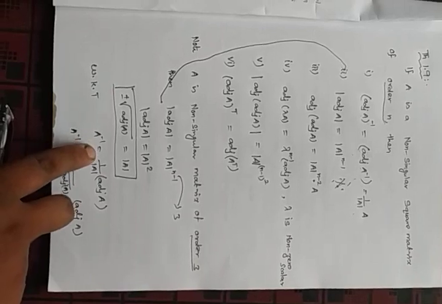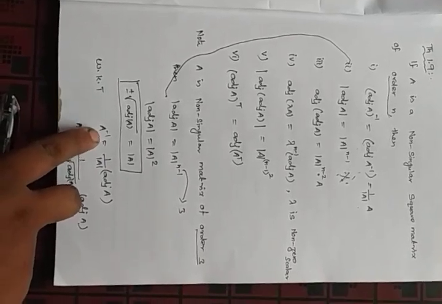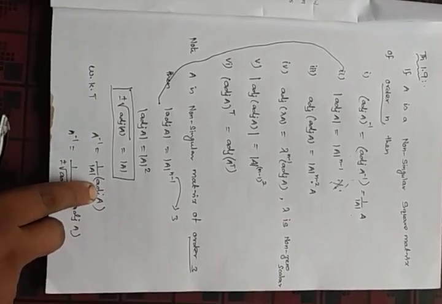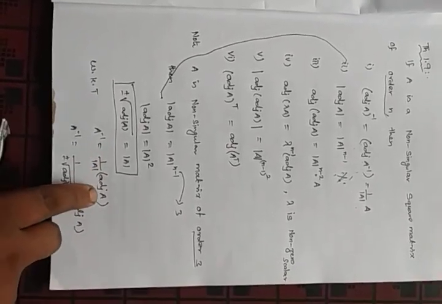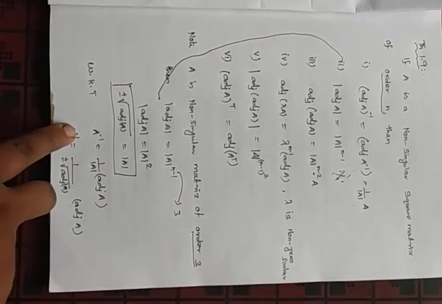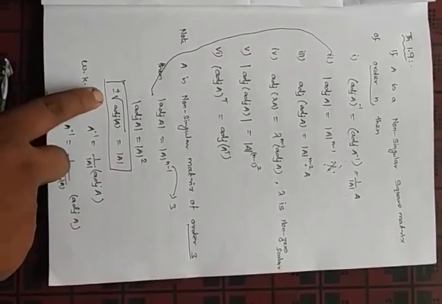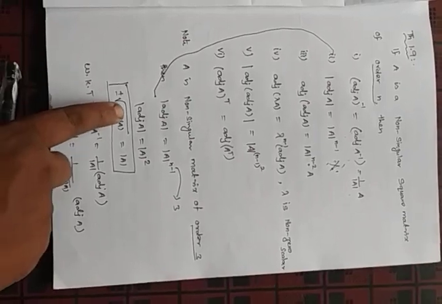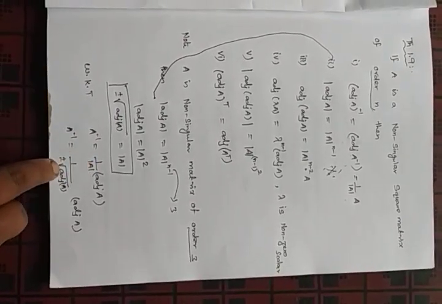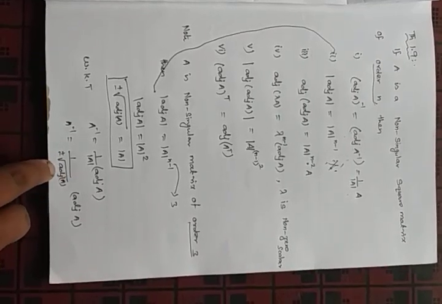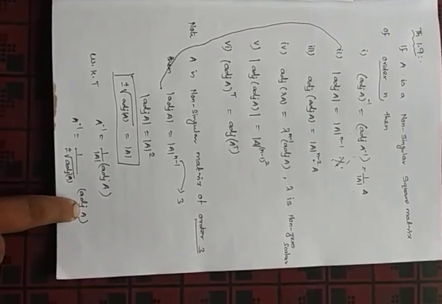Again, A inverse formula, which we took in the last class: A inverse equals 1 by determinant A into adjoint A. So for A inverse, we just now found the determinant A value. The determinant A value is what? Plus or minus square root of adjoint A. This value I am replacing here. So here we are getting 1 by plus or minus square root of adjoint A into adj A.